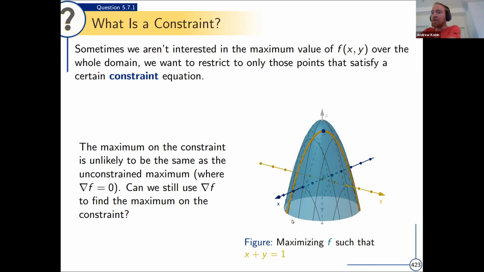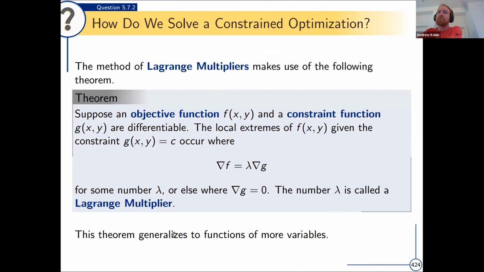The picture here, by the way, shows an actual cross-section of this blue surface, z equals f of xy. It looks like a downward facing parabolic surface. And it's subject to the constraint given by this gold curve, which is defined by x plus y equals 1. Now, in general, the equation x plus y equals 1 defines a plane. So what we're really seeing here is the plane x plus y equals 1, which would be stretching infinitely in both directions, slicing through the surface and defining just that golden curve on the surface.